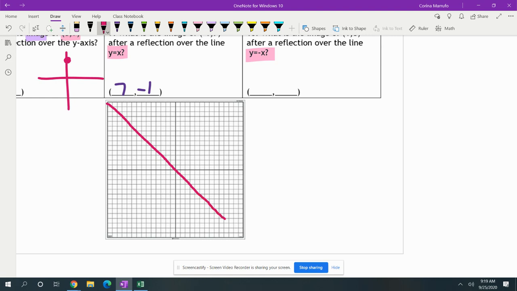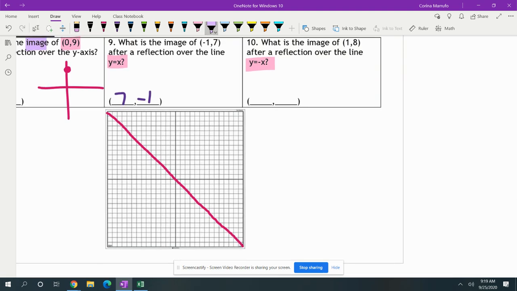Okay, so there we go. And then the point is (1, 8). So I'm going to go ahead and graph that. 1, 1, 2, 3, 4, 5, 6, 7, 8. And so now we're going to go diagonally. So it's 1, 2, 3, and 4. And this would be the new point, which is 1, 2, 3, 4, 5, 6, 7, 8, 1. So it becomes (-8, -1).